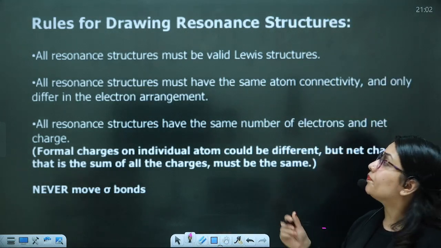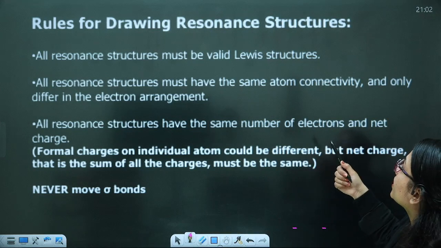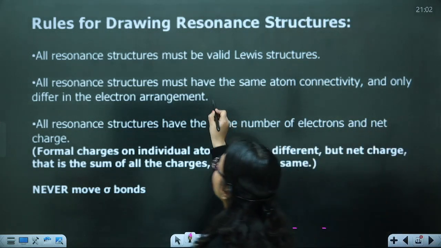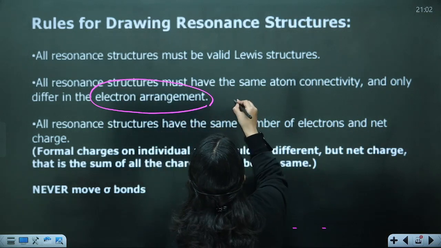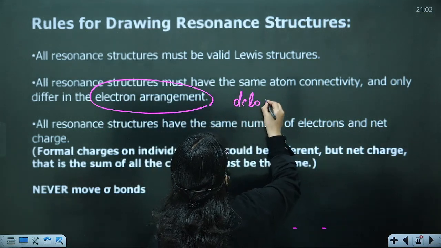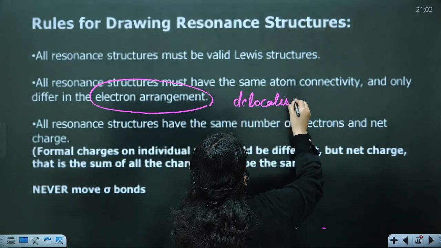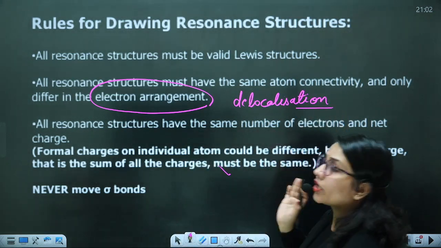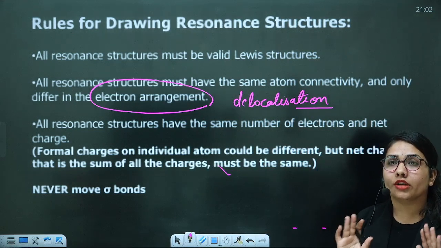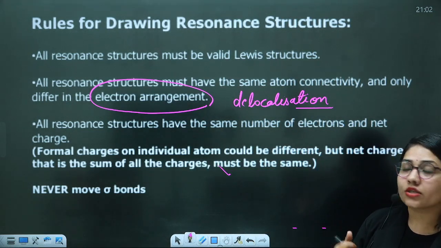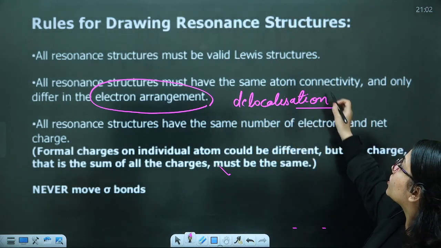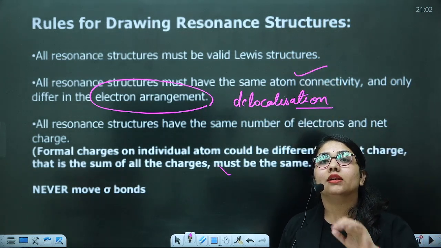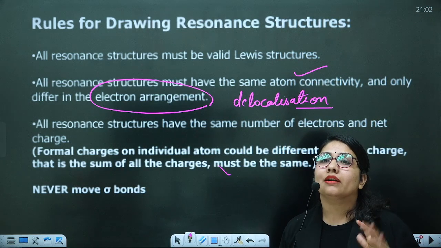Yes, so all the resonance structures must have the same atom connectivity and only differ in the electron arrangement. We were talking about delocalization, so it is very obvious that we will let the electrons move. Electrons will only move in the resonating structures, but we will not touch the atom connectivity or the order of the atoms or the numbering of the atoms. Please keep that in mind.